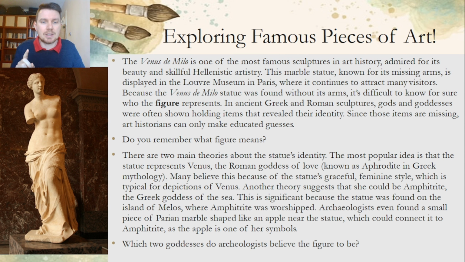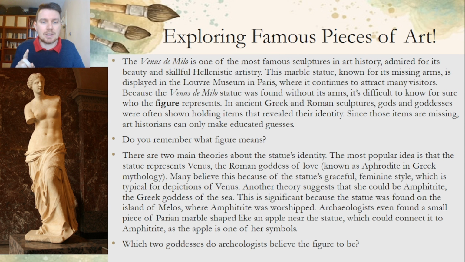Okay, so the question here: which two goddesses do archaeologists believe the figure to be? So we have two goddesses. Of course, first we have Venus, the Roman goddess of love, known as Aphrodite in Greek mythology. Or the second goddess it could be is Amphitrite, the Greek goddess of the sea. So those are the two goddesses it could be, and they are still unsure to this day.